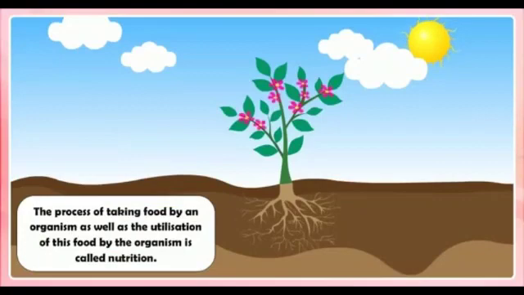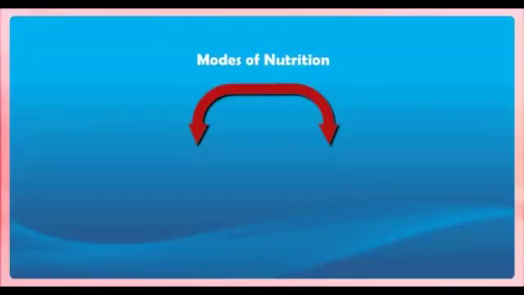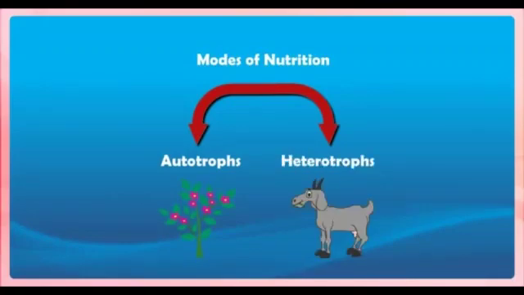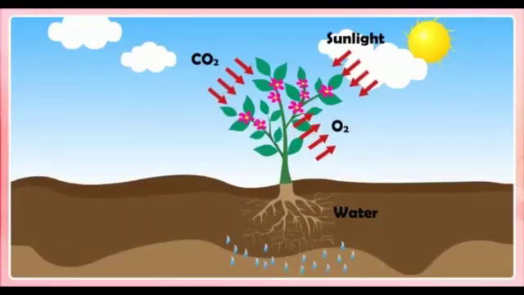The process of taking food by an organism as well as the utilization of this food by the organism is called nutrition. Modes of nutrition. All the organisms can be divided into two main groups. 1. Autotrophs. 2. Heterotrophs.